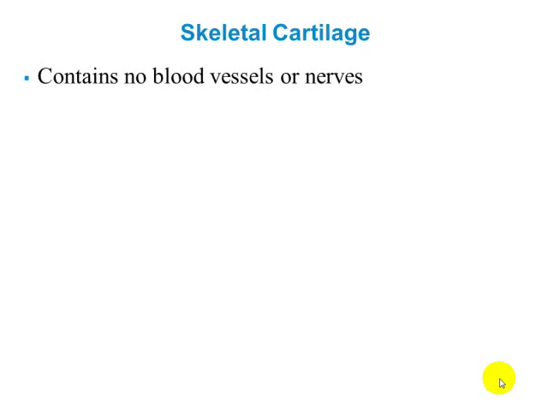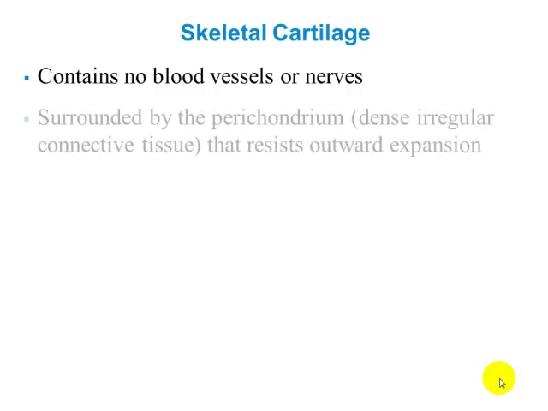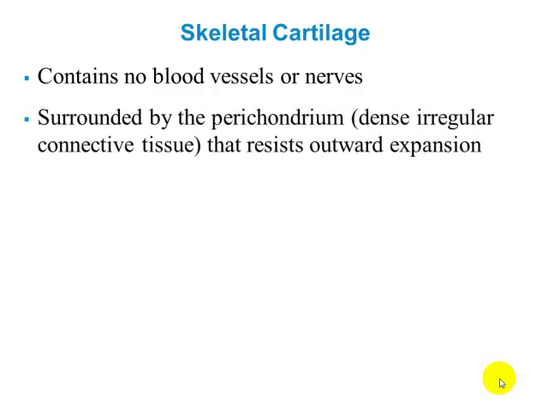Skeletal cartilage, to review, has no blood vessels or nerves. This is really important in terms of how cartilage can function and what it does. There are certain key words here. So we have this cartilage surrounded by a perichondrium. Wherever you see this chondry or chondro, that has to do with cartilage. Peri means surround. So in terms of terminology to keep, anytime you see chondry, think cartilage.